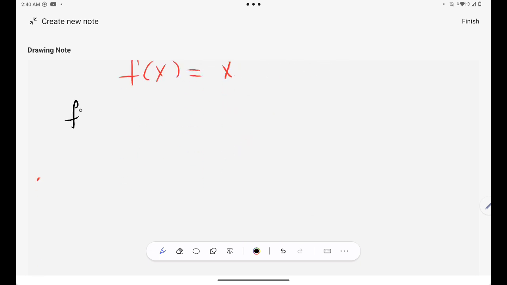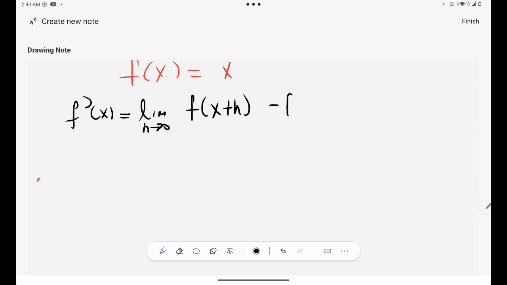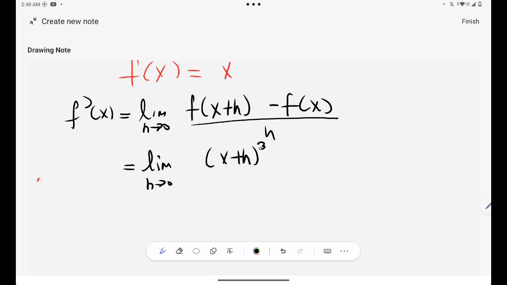I'll still say, for me to find the derivative, which is f prime of x, I need to say limit as h approaches 0 of what? f of x plus h minus f of x all over h. Whenever I see x, I must put x plus h, and then I need to substitute my f of x.